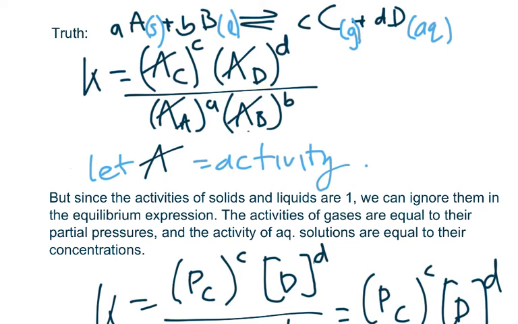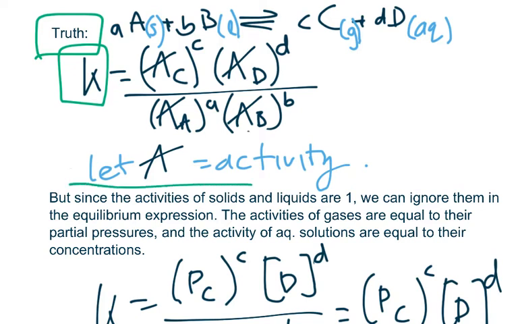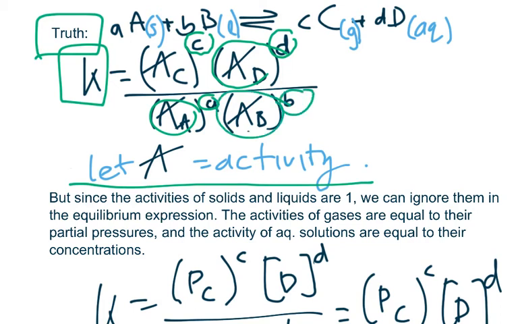So the cold hard truth is that the equilibrium expression is not based on concentrations or pressures. It is actually based on the activity of the substances. So let A equal the activity. The equilibrium expression for this, no matter what state you have, will always be the activity of C to the C power times the activity of D to the D power over the activity of A to the A power times the activity of B to the B power. And this is all based on the reaction.